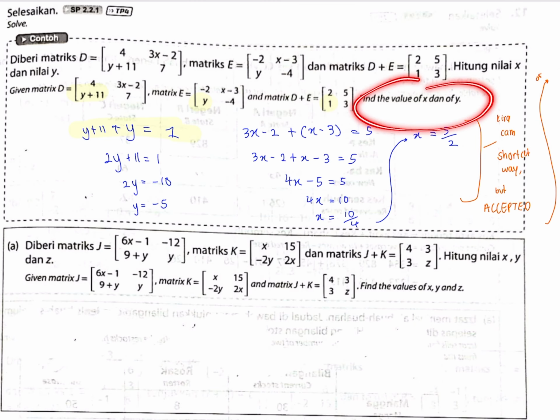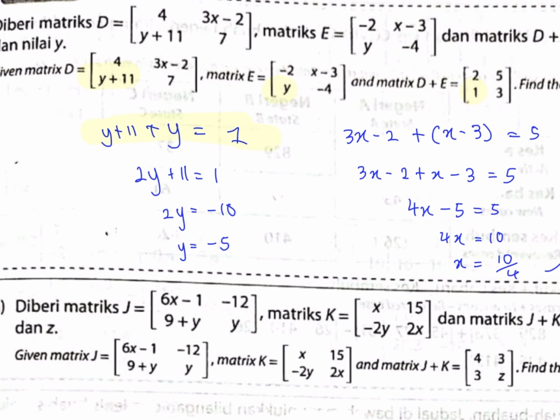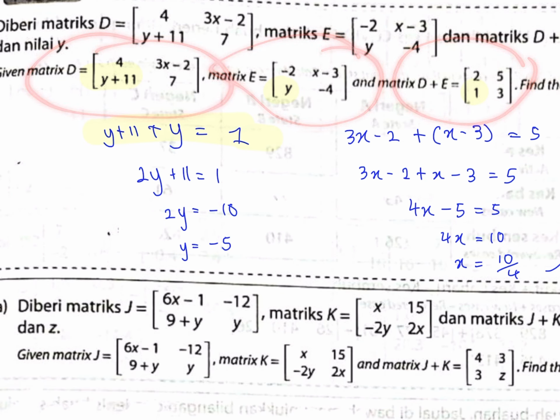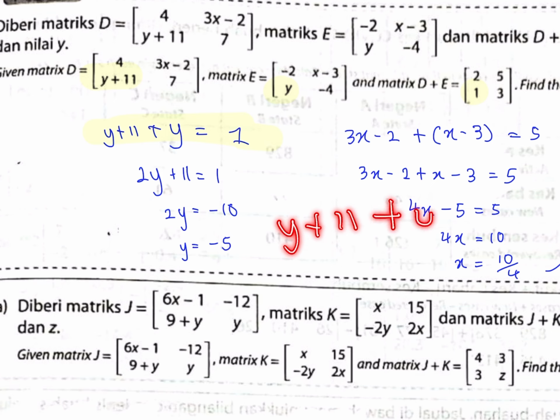Find the value of X and Y. So supposedly, this is more tricky. So where is our value of X and Y? This is our D matrix. This is our E matrix, and D plus E equals this. So if you want to find the value of Y, it says Y plus 11, then plus Y again, then you get 1.